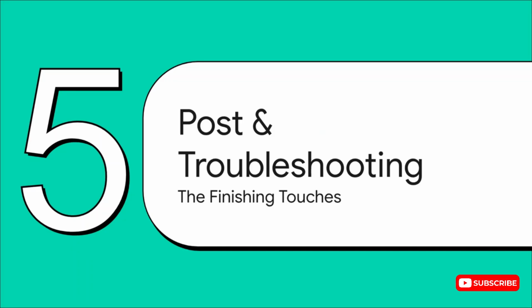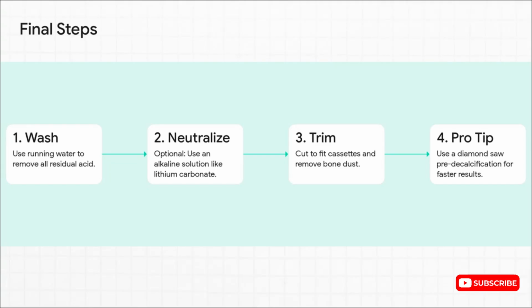Okay, you did it. You successfully hit the endpoint, but you're not quite at the finish line yet. Let's go over the final steps and talk about what to do when things don't go as planned. So once the decalcification is officially done, you have to wash the tissue really well. Usually this is done in running water to get rid of all that leftover acid, which could mess up later processing and staining steps. Some labs also do an optional neutralization step with something alkaline, like lithium carbonate.